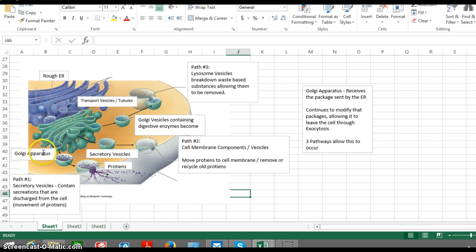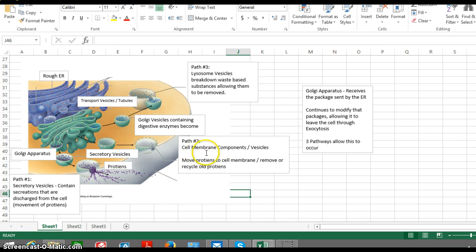You can see here we've identified this component as the Golgi apparatus as well. Pathway 1 is kind of unique. The first type of pathway involves secretory vesicles. These contain secretions that are discharged from the cell, and this allows the proteins to move to the environment outside of the cell. So through that process, secretory vesicles contain secretions that are discharged from the cell. This is one way in which those proteins are moved.